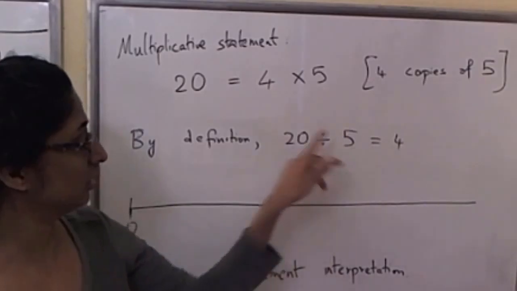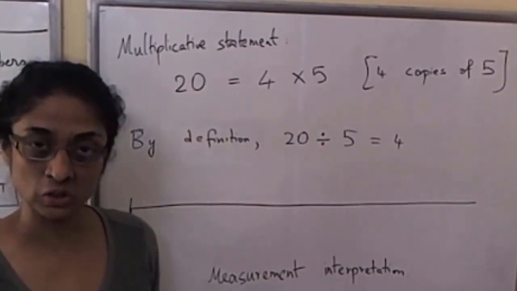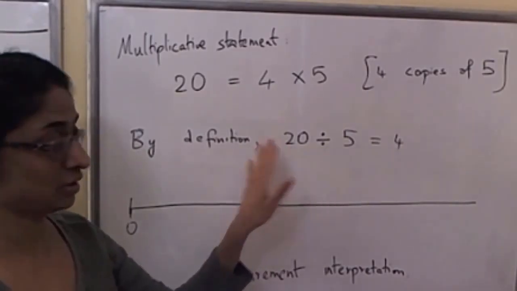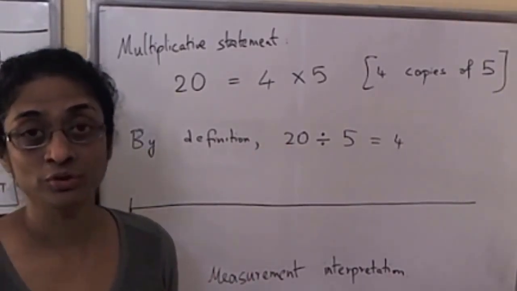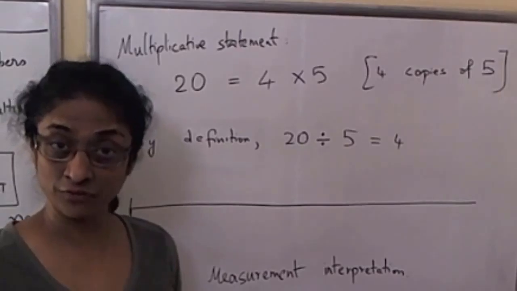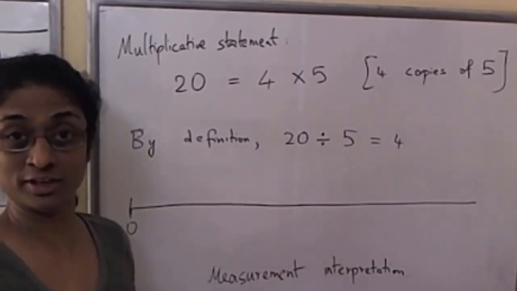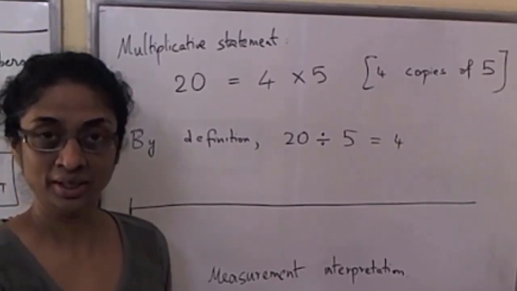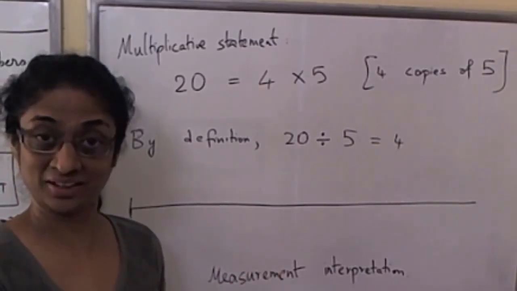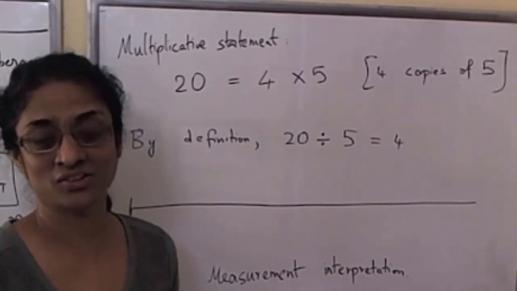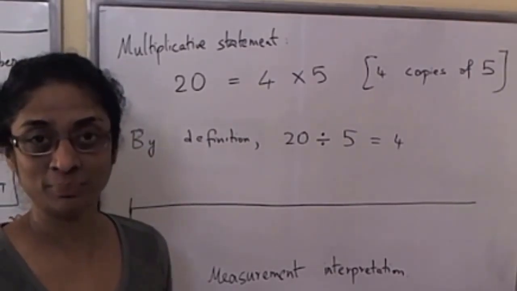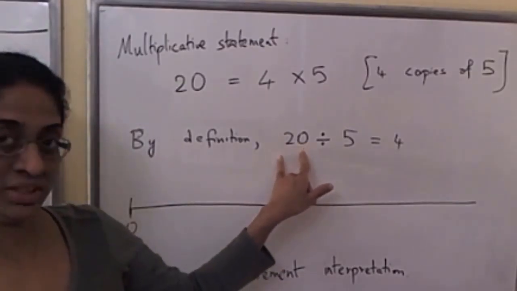So let's look at these two statements in the context of an example. Let's think of 20 as the number of apples that we have. We would like to measure out exactly 5 apples and give it to one person. And we would like to continue this activity, and we want to know what's the maximum number of people who can receive exactly 5 apples when all we have is 20 apples.